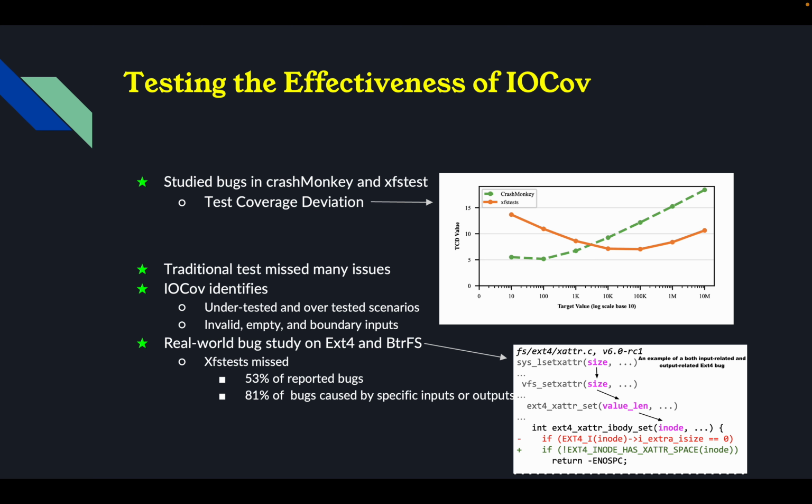From a real-world bug study on ext4 and BTRFS, it was found that XFS tests cover the relevant code, yet still miss 53% of reported bugs, and in total, 81% of bugs were triggered only by specific syscall inputs or outputs.